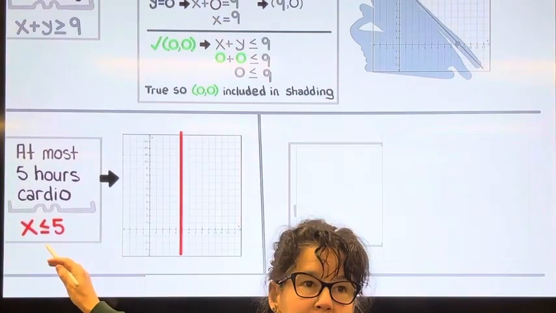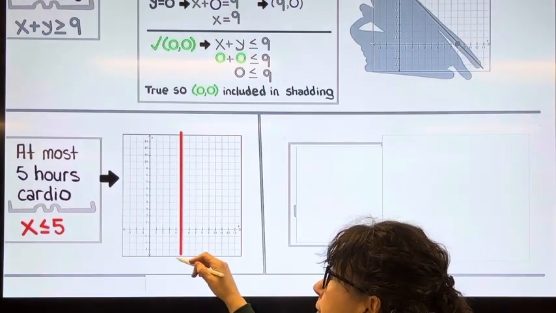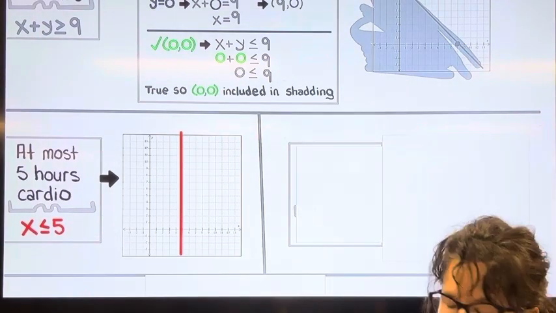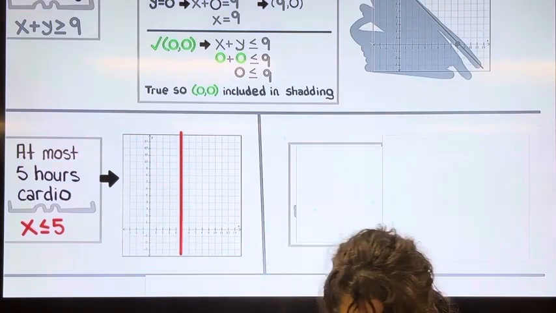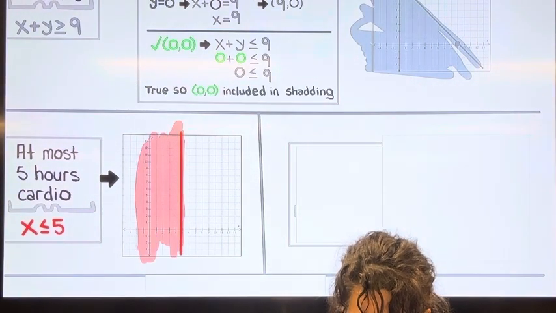Remember, when you graph an x, it's going to slice through the x-axis, specifically here at 5, and to stay less than or equal to, on the x-axis, numbers are smaller to the left, so less than is going to shade this direction over here.